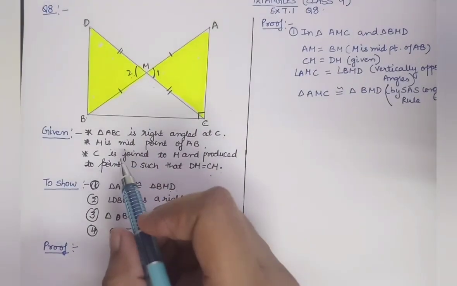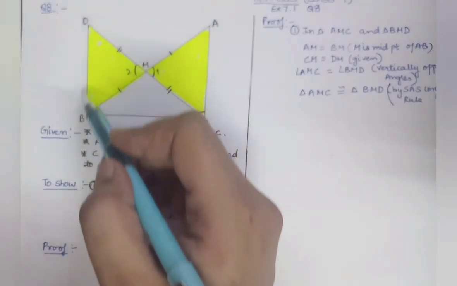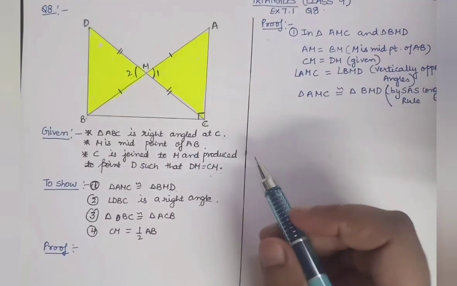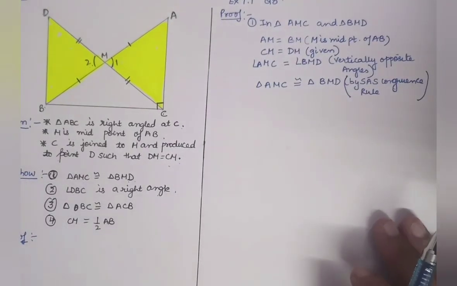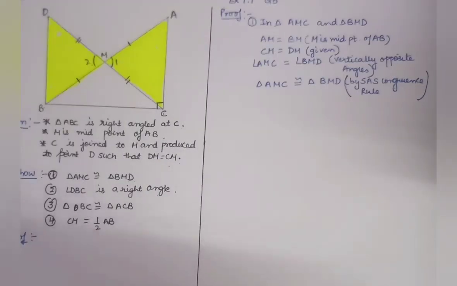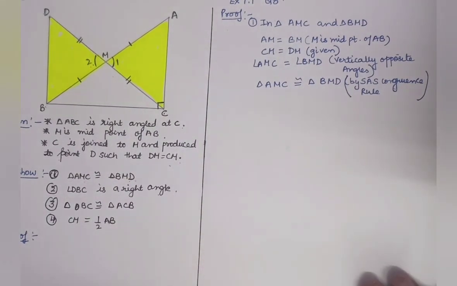And for the second part, we are supposed to prove angle DBC, this angle DBC, is a right angle. For this, what we will actually be doing, children, is taking out a few things from the congruency that we have proved. Whenever we prove that triangles are congruent, we look upon the other corresponding parts also, and we actually show that the other corresponding parts of the congruent triangles are equal. That is what you call CPCT.